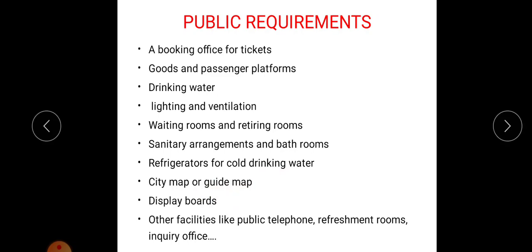Then display boards should be there, and other facilities like public telephone, refreshment rooms, enquiry office, etc. These are the basic requirements of the public. Other requirements will also be there, but they are not basic. The railway stations should satisfy these requirements of the public. Okay, that is the public requirement.